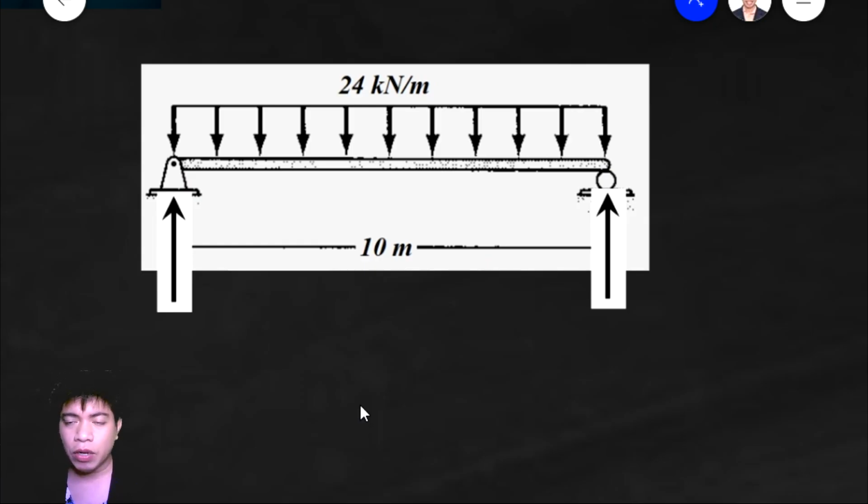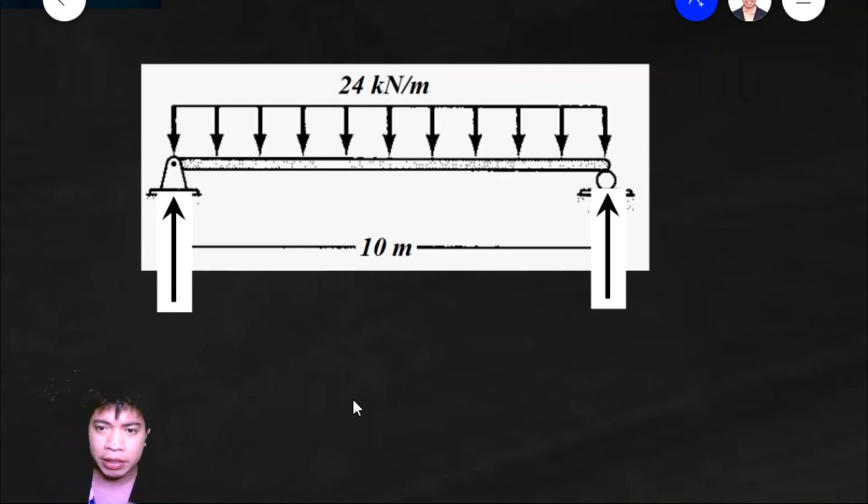The first thing we will do is compute our reactions at the supports. Since our beam is simply supported and our loading is symmetrical, the reactions have the same amount of force, and they split the total load. Our total load is 24 kilonewtons per meter times 10 meters, that is 240 kilonewtons. So they are 120 kilonewtons each.